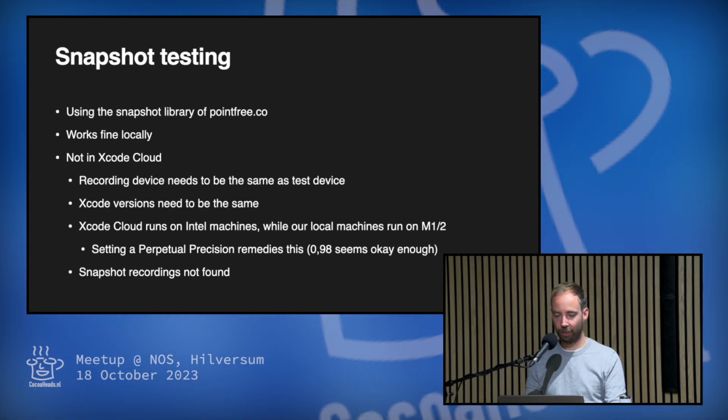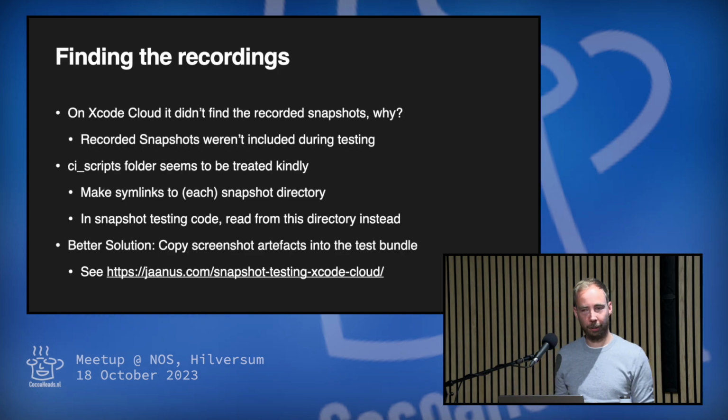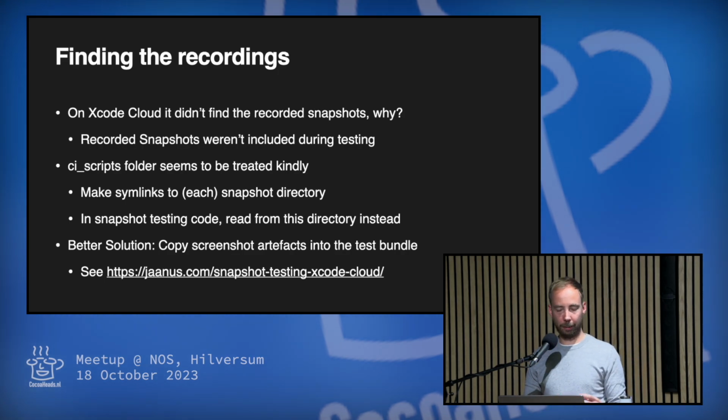Why is that? They just weren't included. So I have to go back to how Xcode, or how the build process, works. When Xcode Cloud builds, it actually produces some artifacts, and it passes those artifacts into the test phase, or the test command, not directly, like you're used to in Xcode itself.